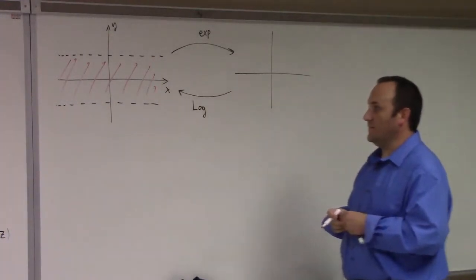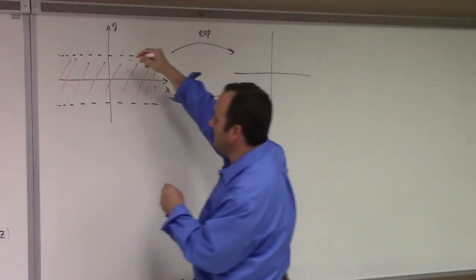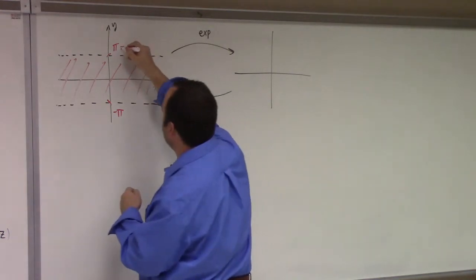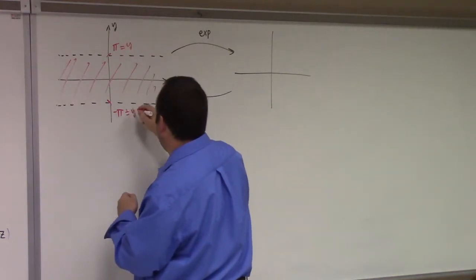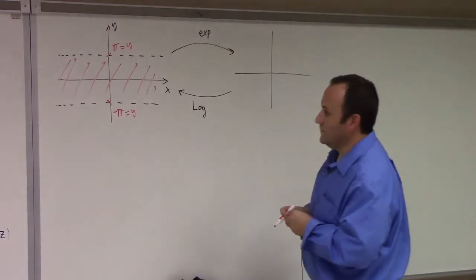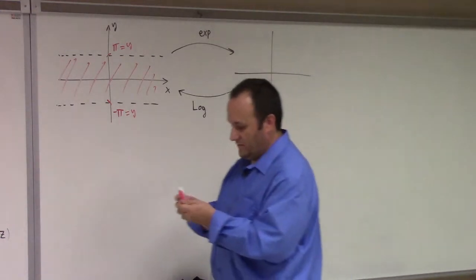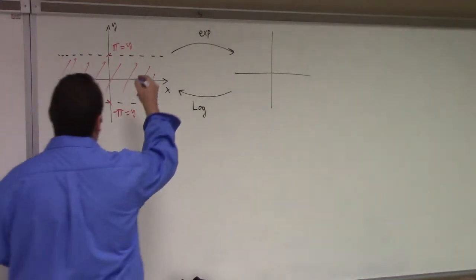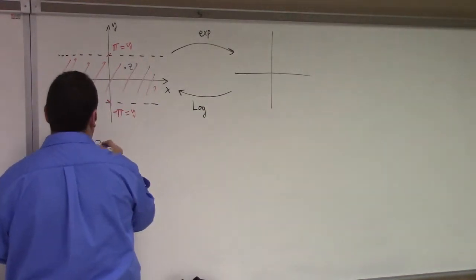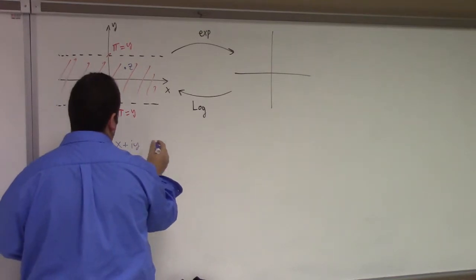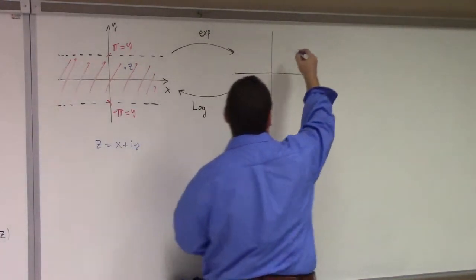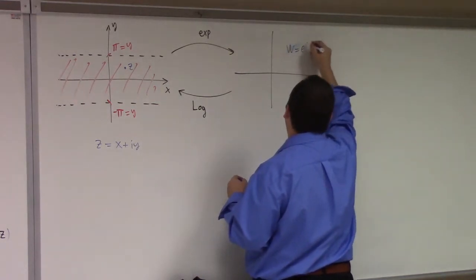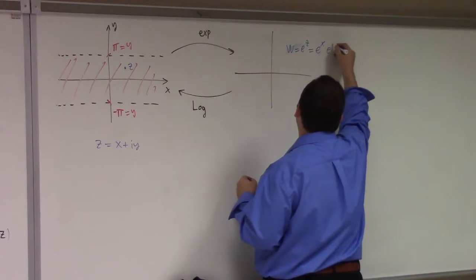What does the exponential map to if we feed it this horizontal strip that goes from pi to minus pi for y? I think I've worked through this before, but just to review briefly, if this is z, where z is equal to x plus iy, then over here, w equals e to the z. What's it look like? e to the x, e to the iy.